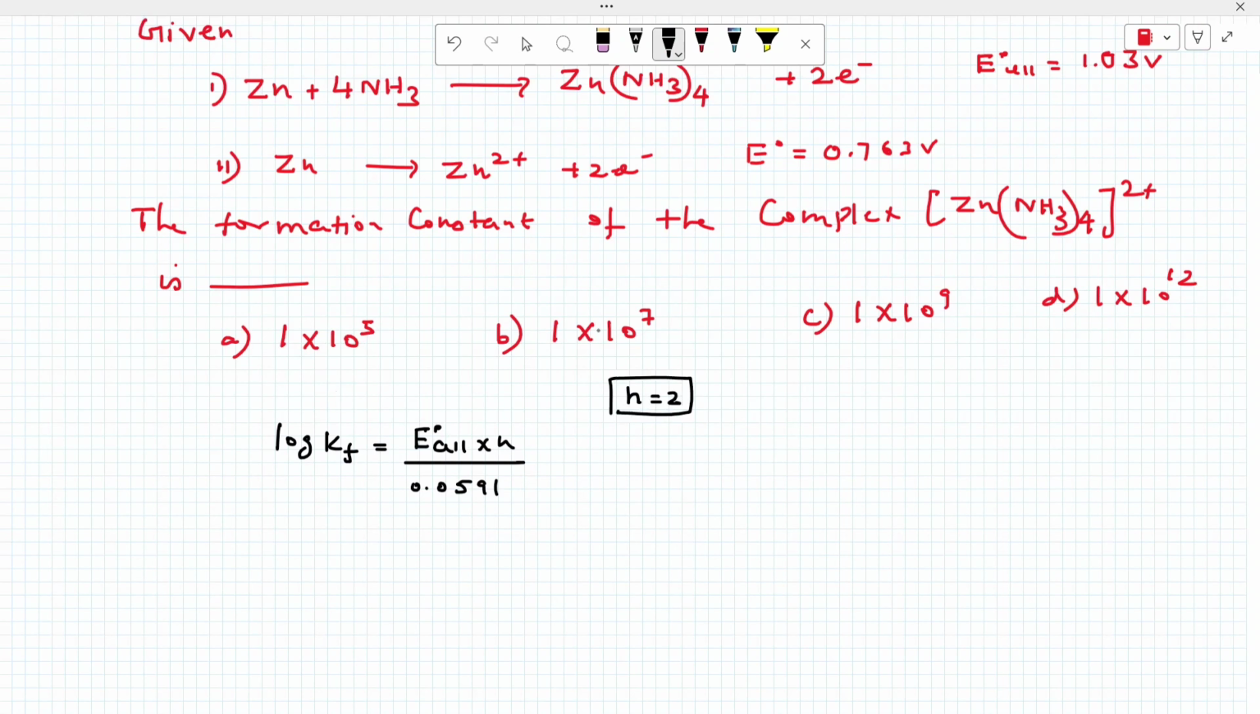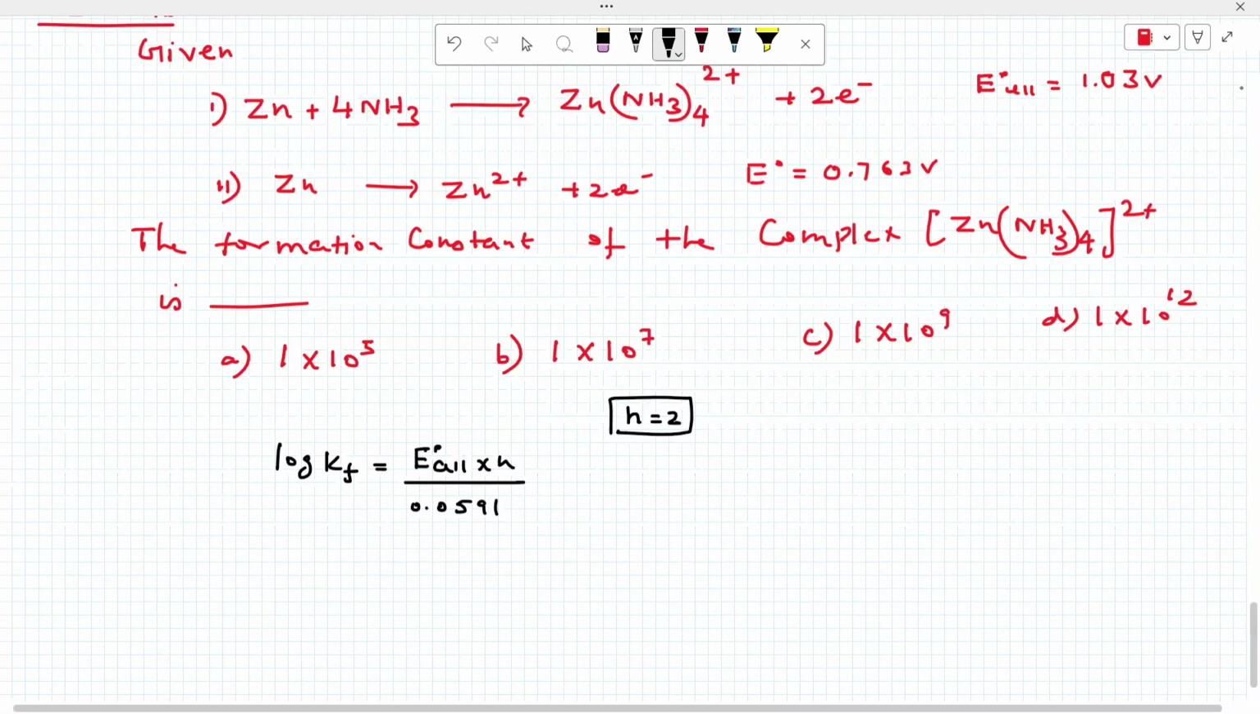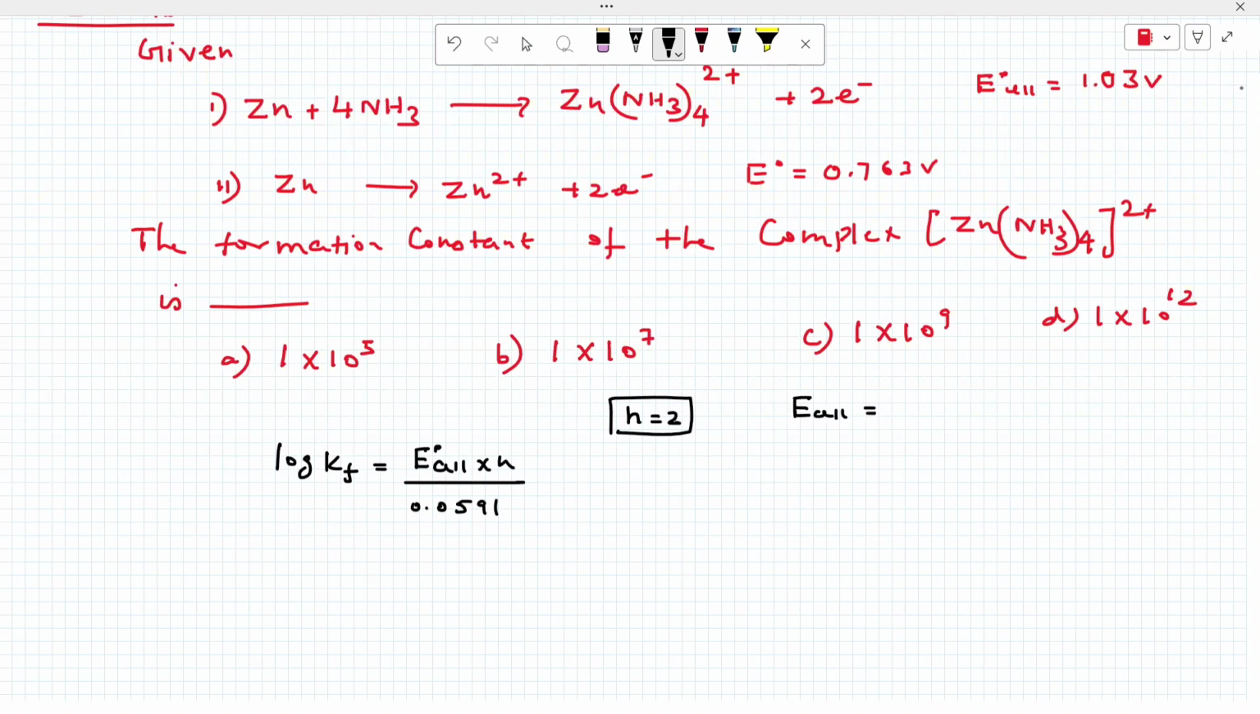What is the E naught cell value formula? Cathode minus anode. Which is the cathode? This is the anode, and this is the cathode, right? Less positive is the more negative anode. So 1.03 minus 0.763 is equal to 0.267.